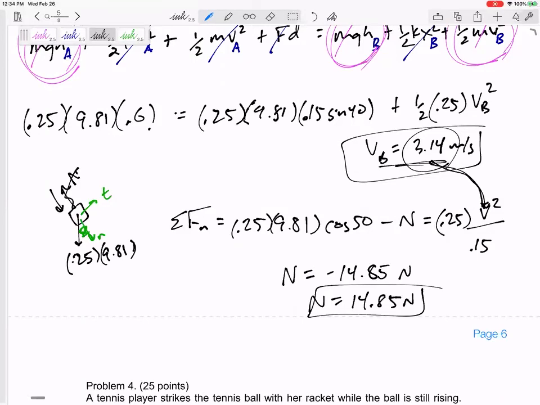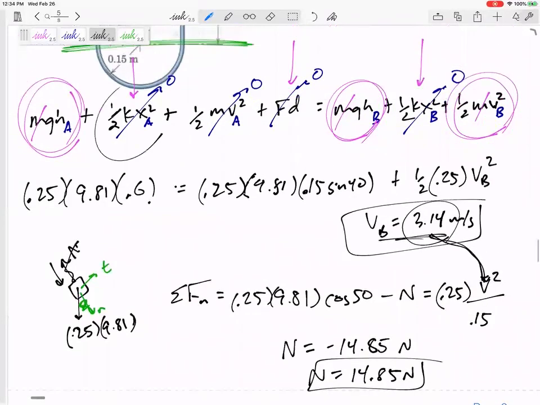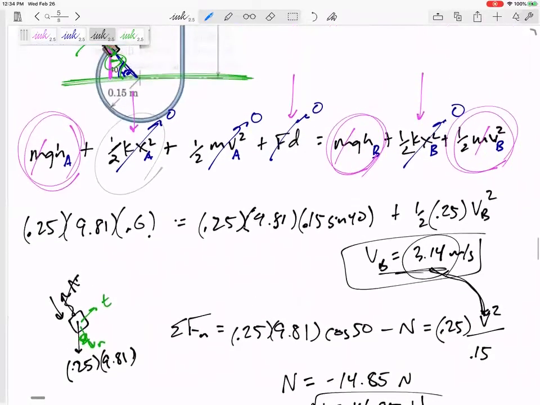Definitely look at springs, right? I like to put a spring on this. Make sure you do the 1/2 kx squared. Remember, in 1/2 kx squared, that x is not the length of the spring, it's the amount of stretch or compression of the spring. The potential energy in a spring is 1/2 kx squared.